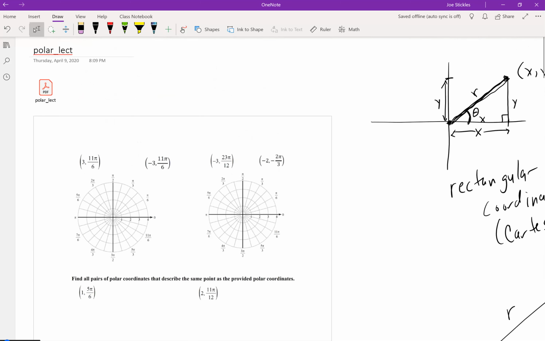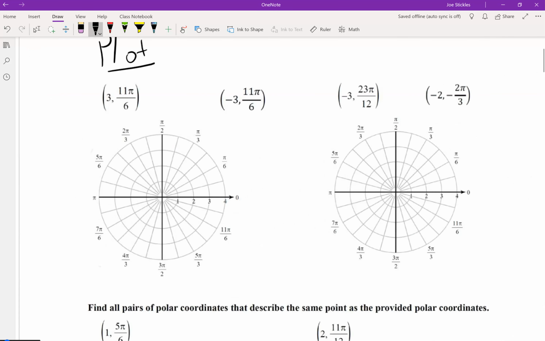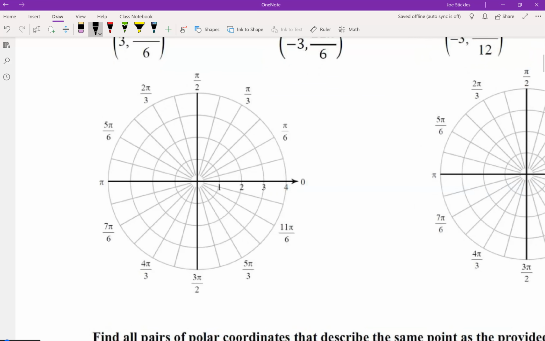And this problem asks us to plot some points, even though it doesn't have that written in the directions. It wants us to plot these points. All right, so before we start plotting anything, let's look at this graph paper, because this graph paper is a little bit funky. It's not graph paper that you're used to. So before we start plotting anything, let's just look at the graph paper.